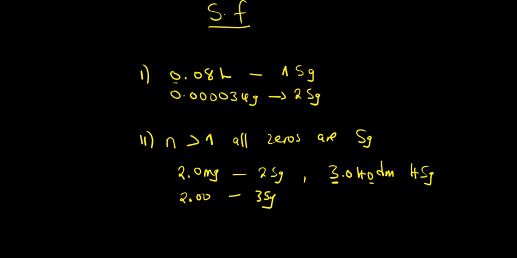I said zeros between numbers are significant figures. For example, 0.04, let's say 0.62. These are significant figures because they are between numbers, so they are counted. So 2, 4, 5. So this has 5 significant figures. Okay, that is it about rule number 2.